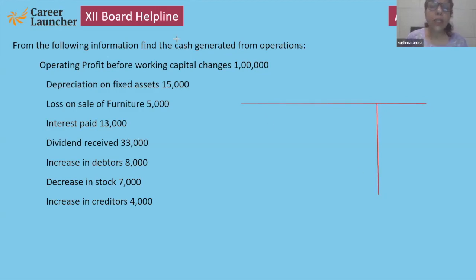In this question, they are giving you some items for confusion, like this. Why? Because OPBWC, operating profit before working capital changes, is already given, which is 1 lakh. Now we have to show only DCA, ICL, and the opposite of it, ICA, DCL.